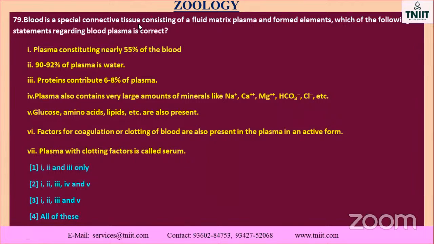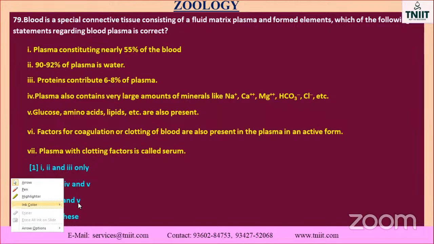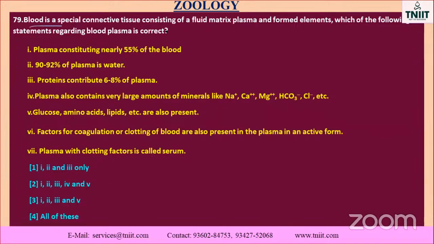Blood, a special connective tissue. Yes, it is. Blood is a connective tissue consisting of a fluid matrix, plasma, and formed elements. Formed elements means RBC, WBC, and platelets. Okay, not only that, immunoglobulins, hormones, so many things are there inside. Which of the following statements regarding blood plasma is correct? Which one is the correct answer?